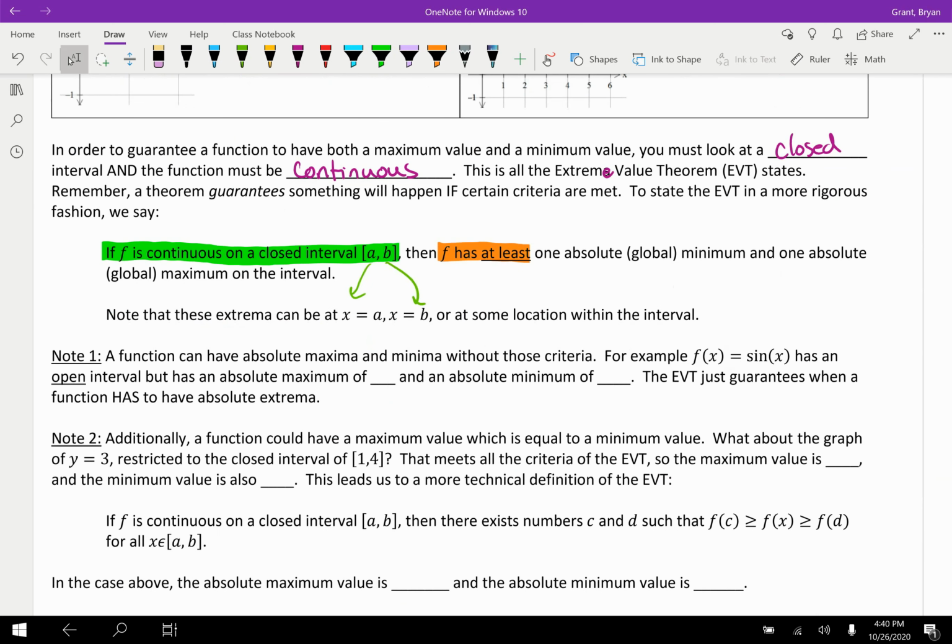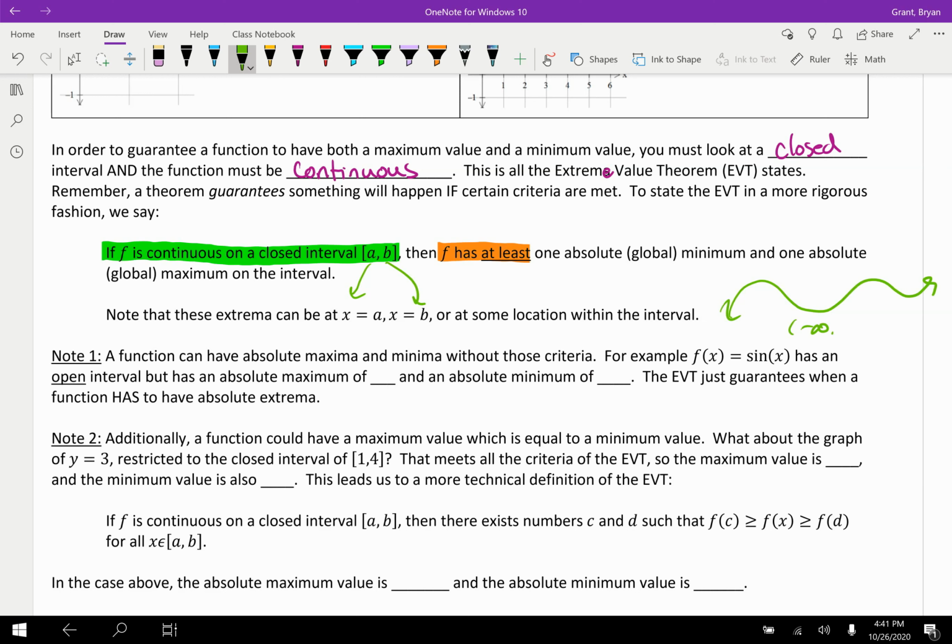Now, a few concluding notes here. A function can have absolute maxima and minima without those criteria. We've mentioned this. f of x equals sine of x is an open interval. Sine goes forever, very wavy. I always think of it like a sea monster. It has an open interval, right?